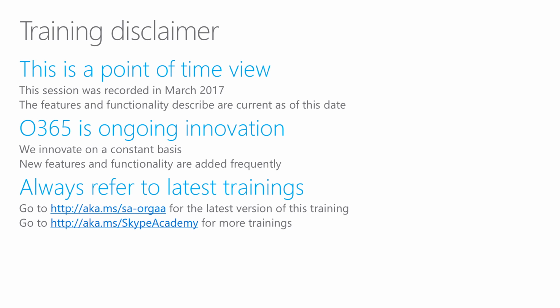Please note that this is a point-in-time view. We're recording in March 2017. We describe all of the features and functionality as of today, but note that Office 365 is going through ongoing innovation. This means that we push updates at an irregular basis, and we'll make sure to always get the latest features out to you. If you go to aka.ms/sa-org-aa, you will always find the latest version of this training. And you can also go to aka.ms/SkypeAcademy for all of the Skype Academy trainings.